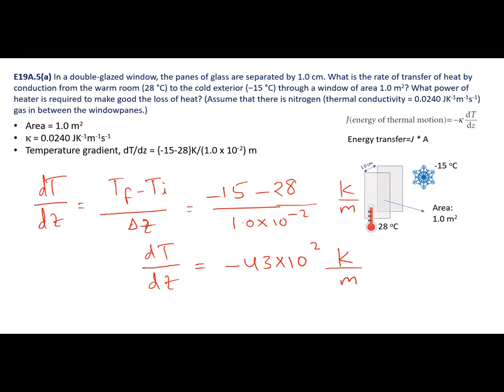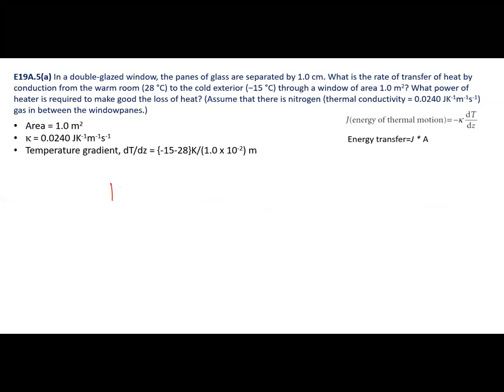meter. Now we know the thermal conductivity of nitrogen is this one. So we know the kappa value, and dT over dz, we just need to plug in all these values into the J equation, which is negative kappa times dT over dz. Just pause the video and plug in these values and find the answer. Once you do that, we should get the flux.